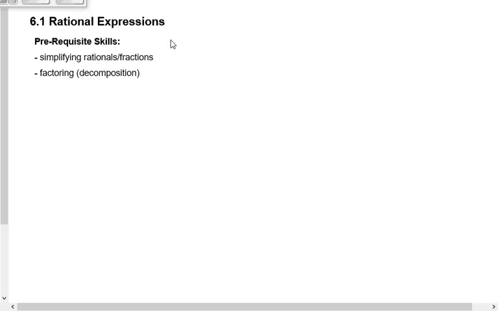Another skill we're going to be using is factoring, and you're also going to need to know how to factor through decomposition for some of the questions. I'll try and talk a little bit about those as we're going through the video, but if you're unsure or if they sound a little bit foreign to you right now, you might want to go back and brush up on some of those skills, and I can certainly help you with that in class.